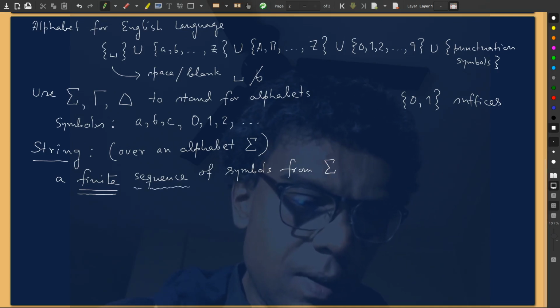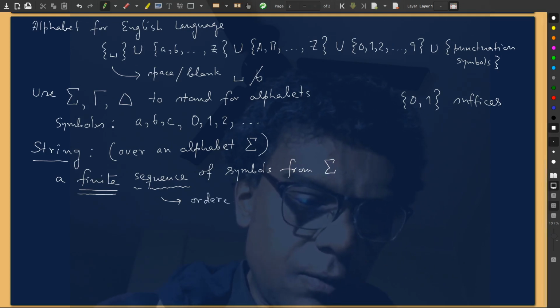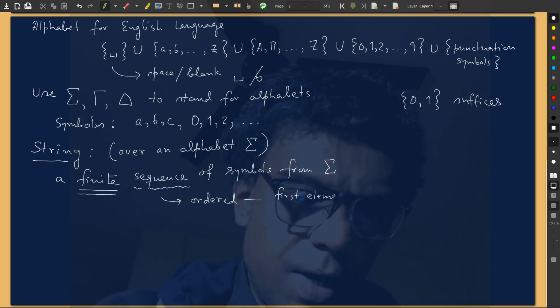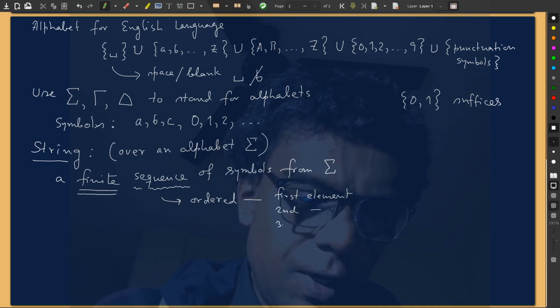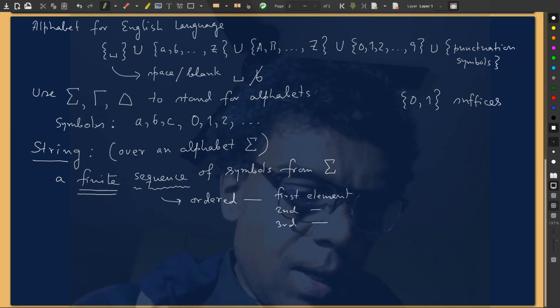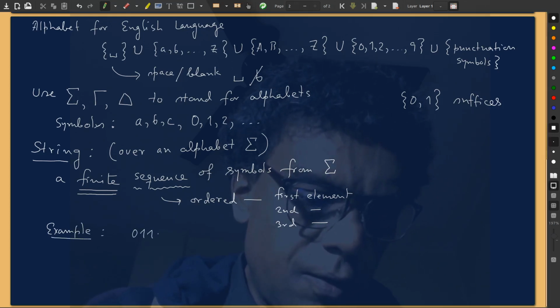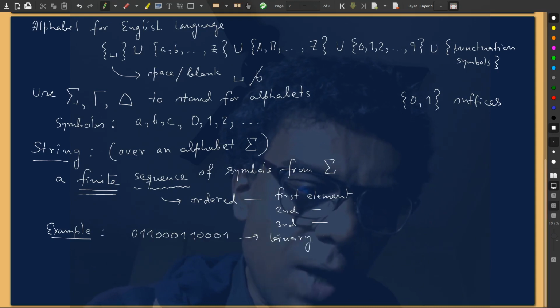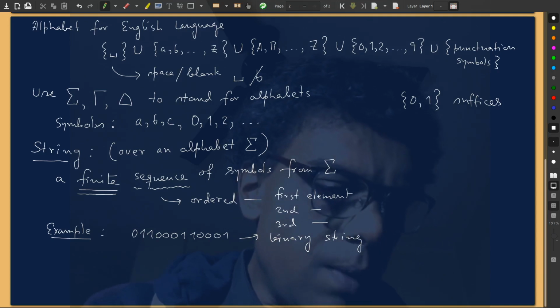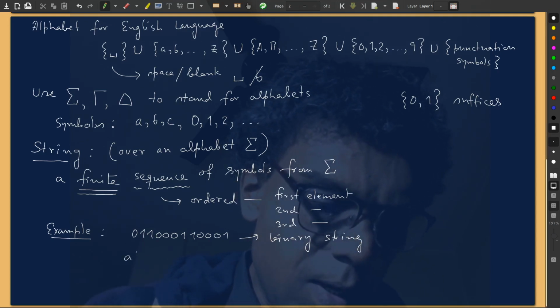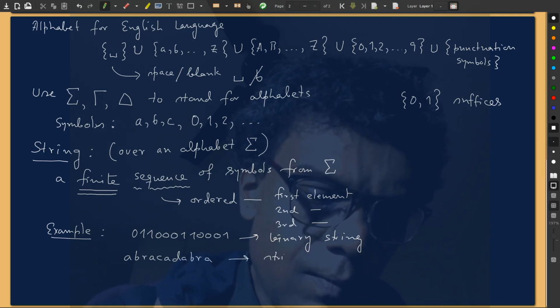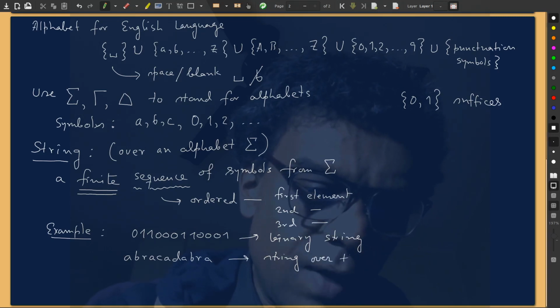And sequence means these are ordered, these are not sets. So it makes sense to talk about the first element, the second element, the third element, fourth element, and so on. Okay. For example, 0, 1, 1, 0, 0, 0, 1, 1, 0, 0, 0, 1. This is a binary string, that is a string over the alphabet 0, 1. You can also talk about things like a, b, r, a. This is a string over the Roman alphabet, and so on.